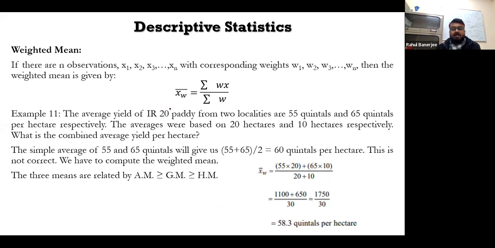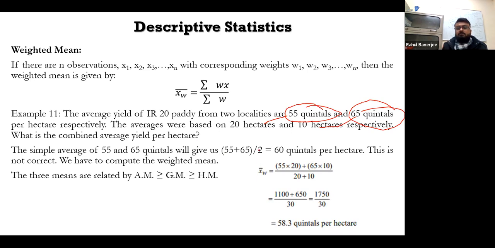For example, the average yield of IR20 paddy from 2 localities is 55 quintals and 65 quintals. Now you see, this 55 quintals has come from 20 hectares of land, and this 65 quintals has come from 10 hectares of land. There is a difference, right? I cannot simply add both and say this is the average. We need to consider the size of the land from which this average yield is coming, because only then can we justify our statement. So simply taking the average as 60 quintals per hectare is not correct.